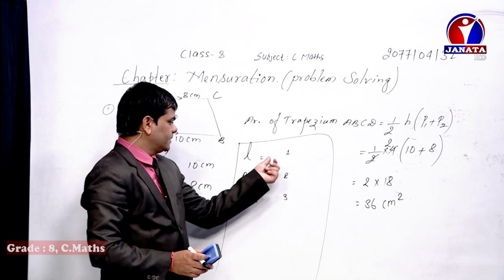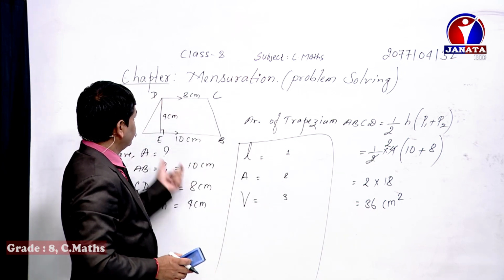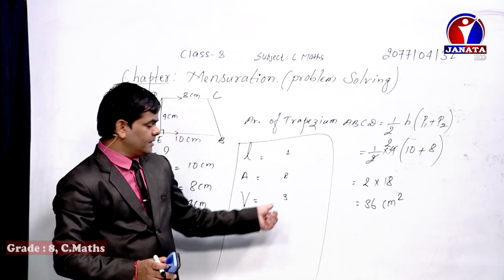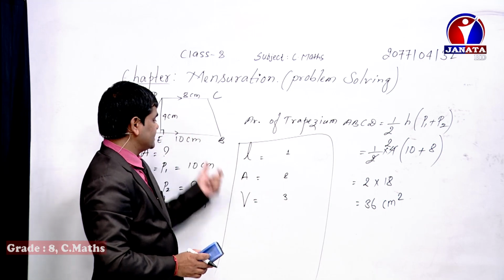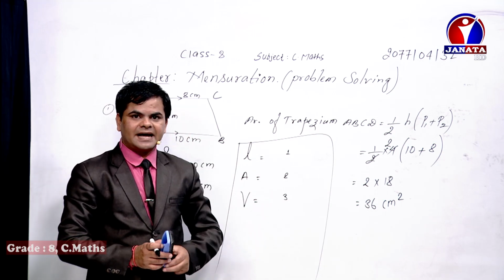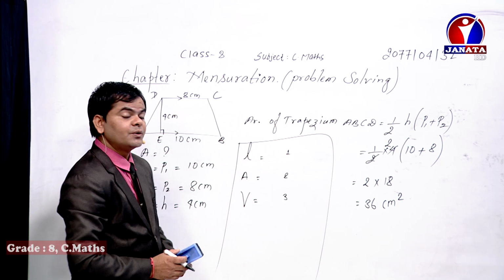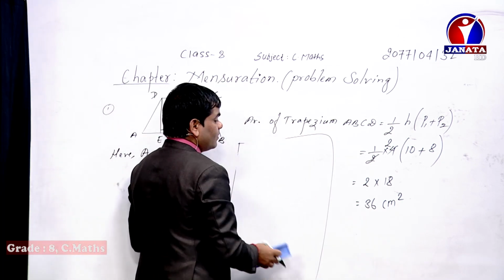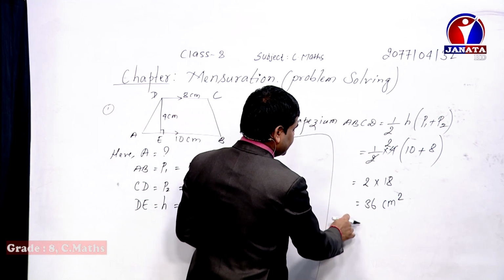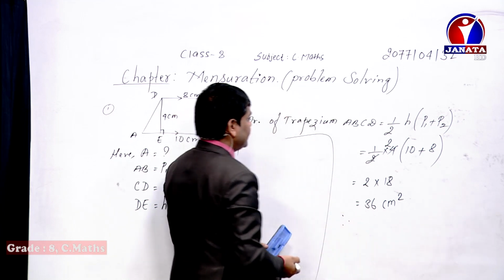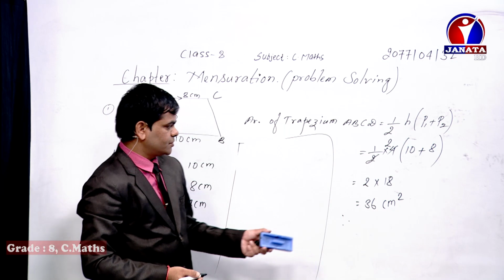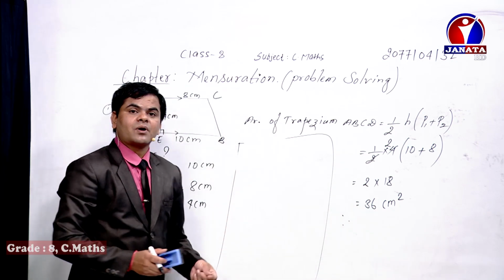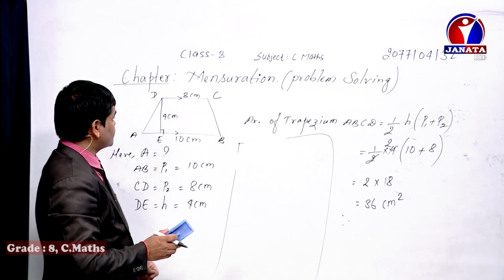That means if the unit is mentioned as centimeter, at the time centimeter cube we need to write, and if the unit is meter, at the time we need to mention meter cube or cubic meter. So these are the units we discussed. Now at last, therefore, write in here, therefore the area of trapezium ABCD equals 36 centimeter square. So this is the way of solving the problem regarding trapezium.